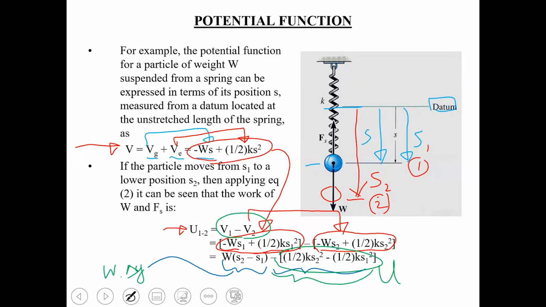Yes, sir. Okay, now coming to our conservation of energy principle. Initially, I hope that the blank slide is visible to all of you. Yes, sir. The principle of work and energy says that the initial kinetic energy of a particle plus work done by all the forces in moving that particle from position 1 to position 2 should be equal to the final kinetic energy of a particle.